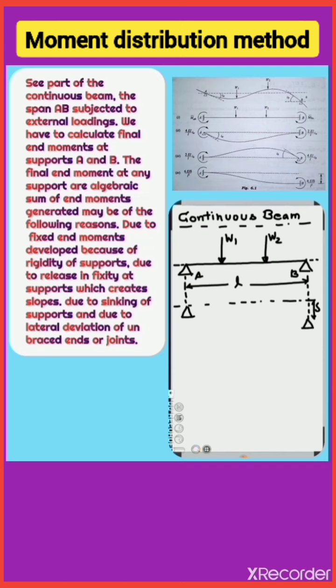Due to fixed end moments developed because of rigidity of supports. Due to release in fixity at supports, which creates slopes. Due to sinking of supports. And due to lateral deviation of unbraced ends or joints.